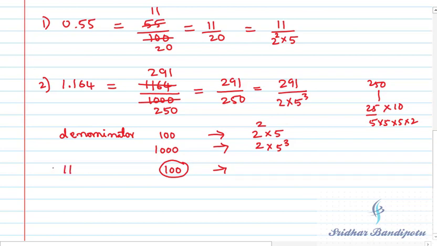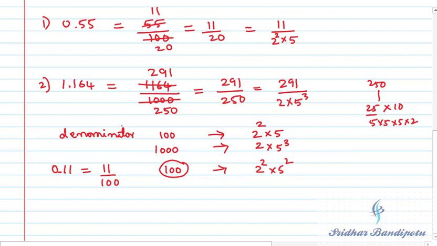Okay, let's take an example like 0.11. 0.11 we can write as 11 by 100. Now can you do any cancellation for this? No, there is no cancellation here. Now initially you got 100, then if you want to write the prime factorization of 100, how can we write it? 2 square into 5 square.